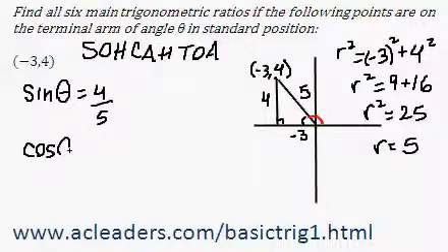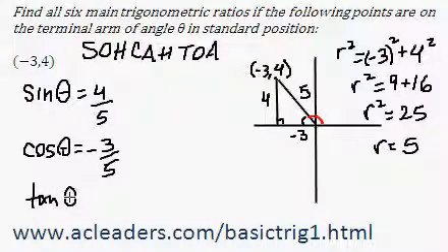Cosine theta is going to be adjacent, which is going to be -3, because it's the adjacent to this angle here. -3 over the hypotenuse of 5. -3 over 5. Tangent of theta, it will be opposite over adjacent. So 4 over -3, or -4 over 3.